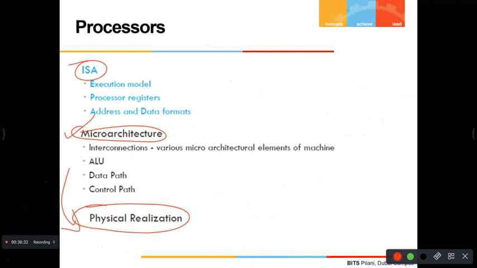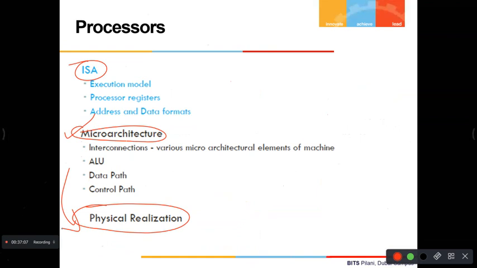How the front looks, you will see, but you will not see what is there inside the engine, or which brake shoes are used. You don't see, right? In the same way, as a programmer of that microprocessor, you need to know only the instruction set architecture. That is, you need to know about the execution model, processor registers, address and data formats. That's enough for you. Suppose you are a hardware engineer actually designing a microprocessor, that time you need this microarchitecture.